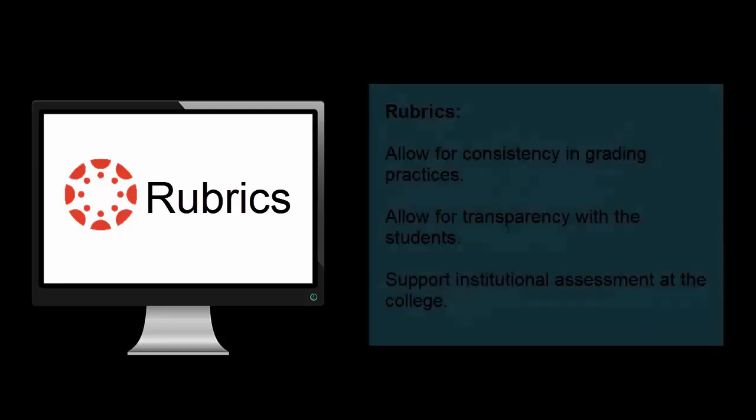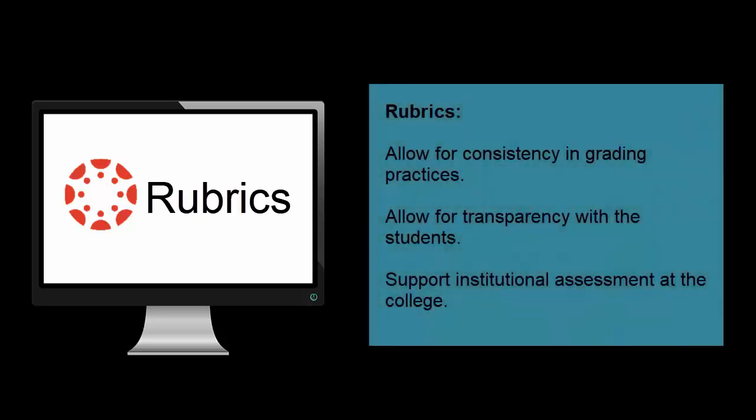Rubrics are helpful for assessing student work because they allow the professor to be consistent with grading practices. Rubrics allow for transparency with the students about how their grades were calculated, and rubrics are necessary for institutional assessment at the college. Grading with a rubric in Canvas is best done on the web-based platform rather than the Canvas Teacher app. The mobile app may show the rubric differently.